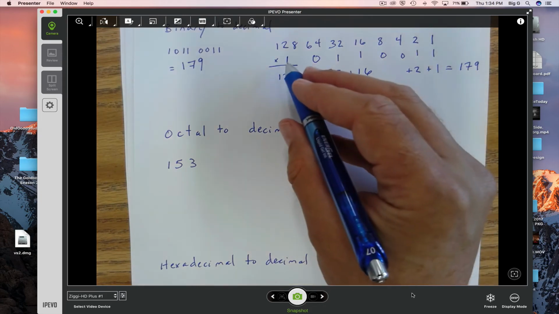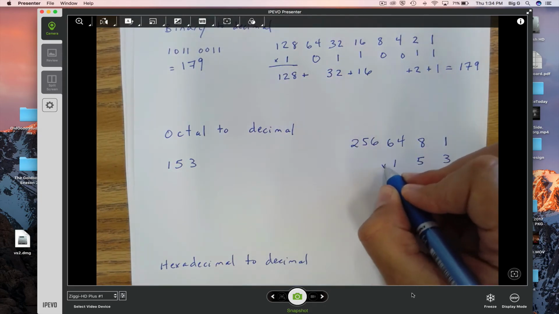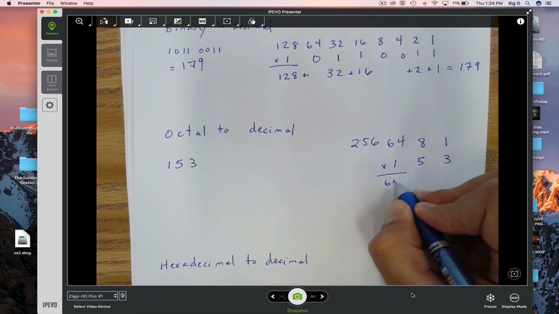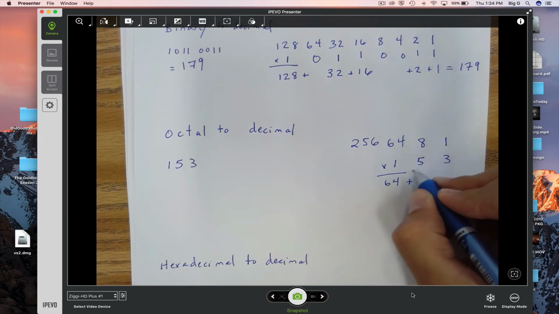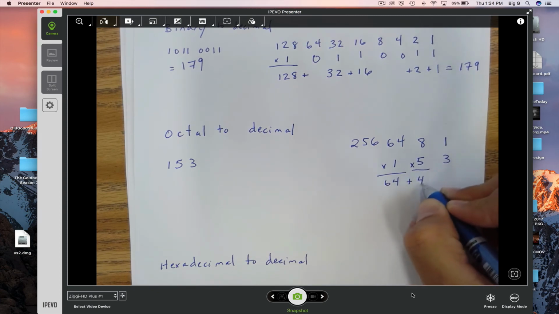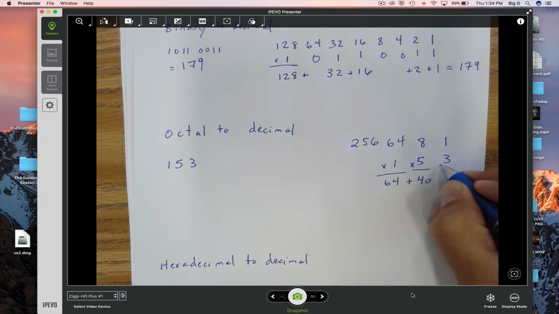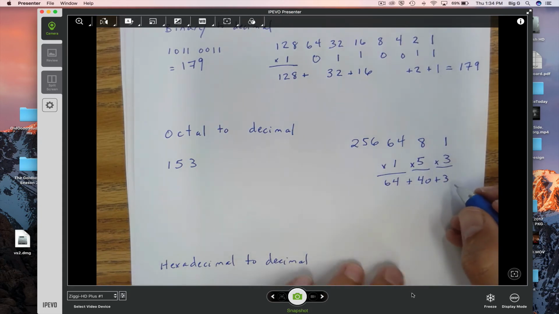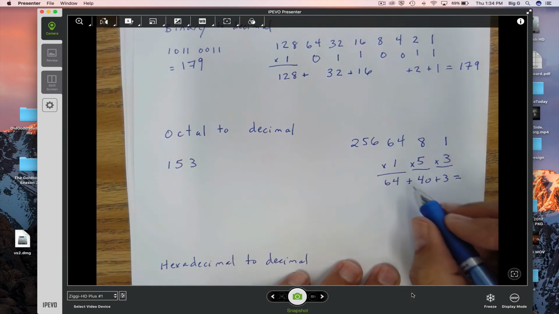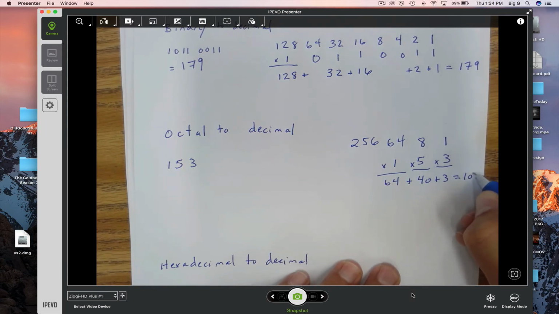And just like we did up here, I'm going to multiply straight down. 64 times 1 is 64. Plus 8 times 5 is 40. Plus 3 times 1 is 3. If I add those, I have 107.